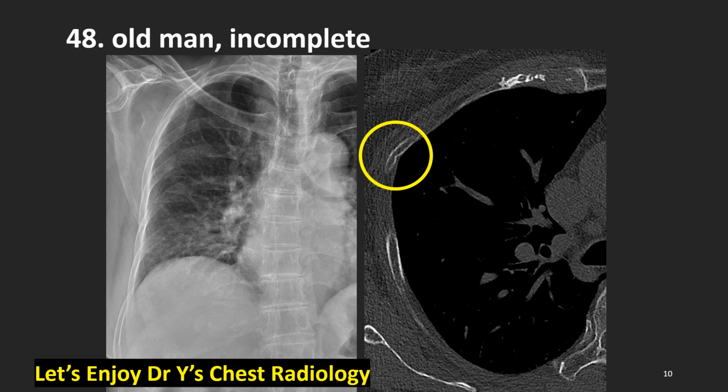Old man, incomplete fracture with osteoporosis. Rib series showed nothing about the evidence of a fracture in this case. But how about the axial CT of a bone setting image? Yes, we see deformity, discontinuity of inner side of a rib. That is incomplete fracture. Outer cortex is preserved.